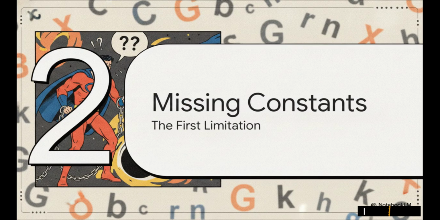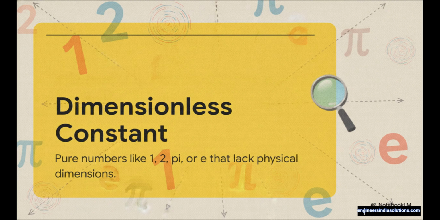Moving right along to Section 2, the failure to identify constants. So, the really crucial point here is that dimensionless constants, we're talking pure numbers like 1, 2, pi, or Euler's number E, which is approximately 2.718. These completely lack physical dimensions, and during dimensional analysis, they remain entirely undetected. Basically, our hero treats all pure numbers as identical invisible ghosts.